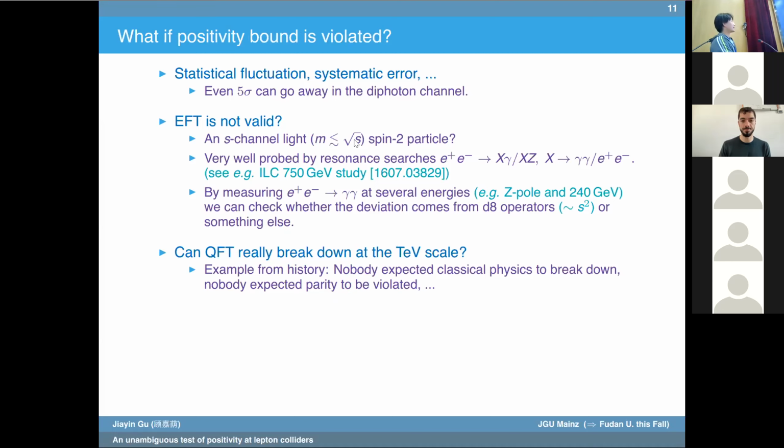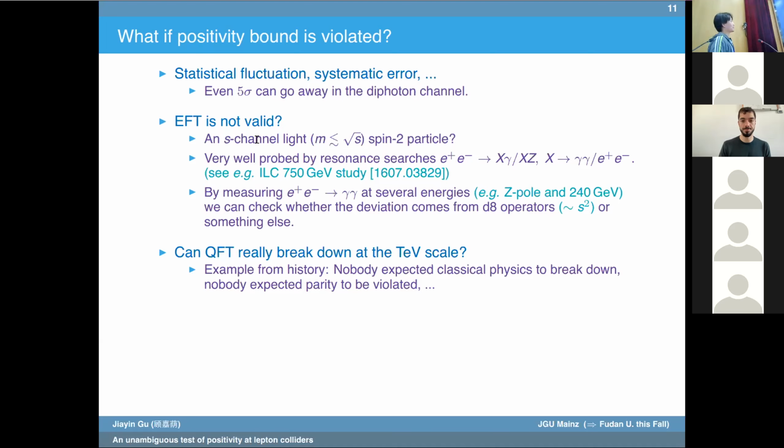One possibility is that the EFT is not really valid. For instance, we can have a light particle that contributes to this process. But in this case, it can be very well probed either by resonance searches or just by measuring the diphoton process at several energies, which we can do. In that sense, we can really tell whether this deviation comes from dimension 8 operators just by measuring the energy dependence. So it looks like we can easily check this possibility.